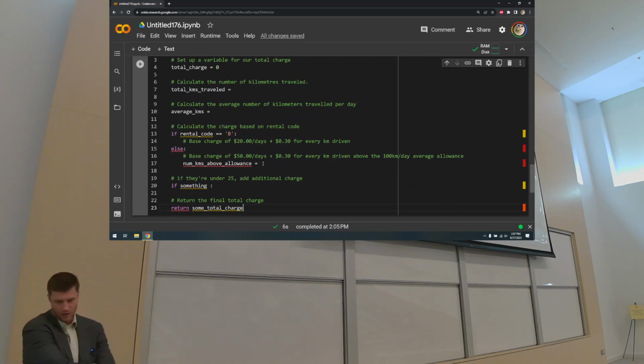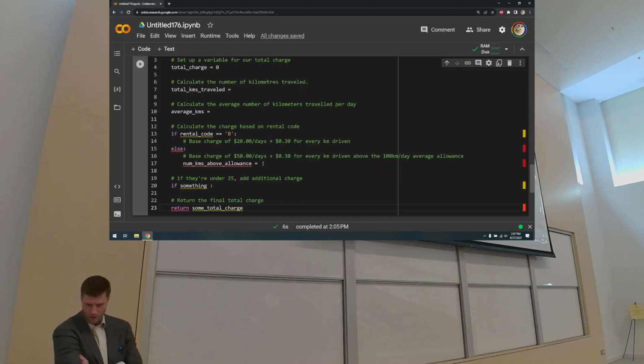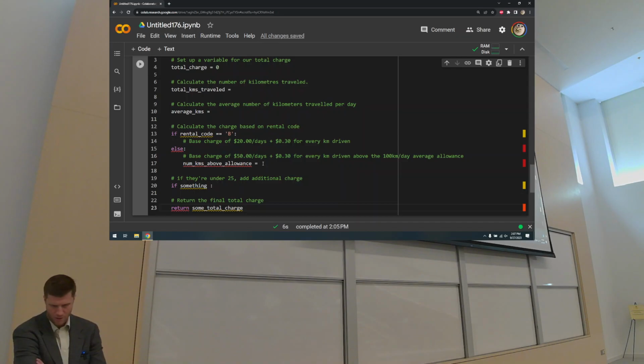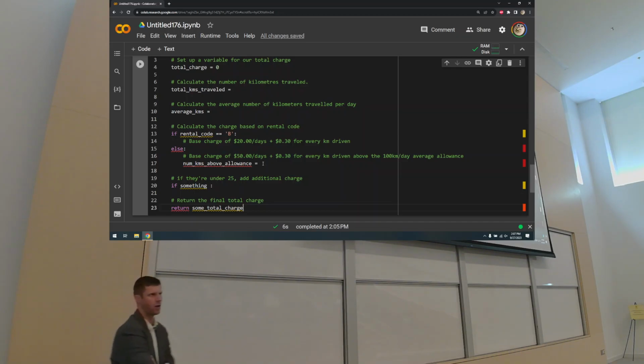Number of kilometers above allowance. Okay, base charge is $50 a day plus 30 cents for every kilometer driven above the 100 kilometer a day allowance. And we are going to have some conditional check on their age. And at the end of the day, we're going to want to return some total charge.